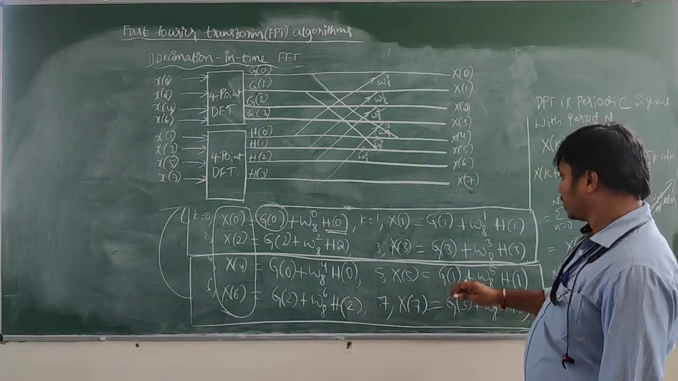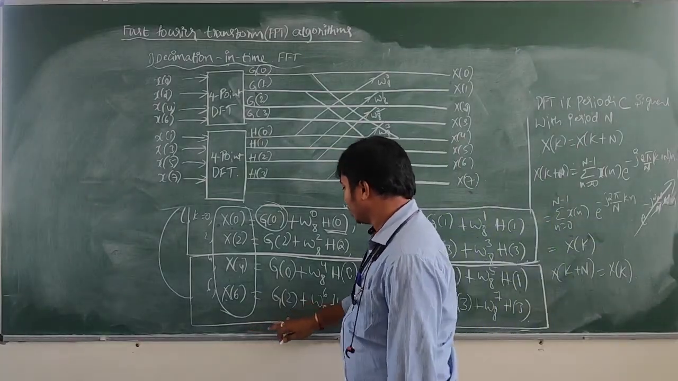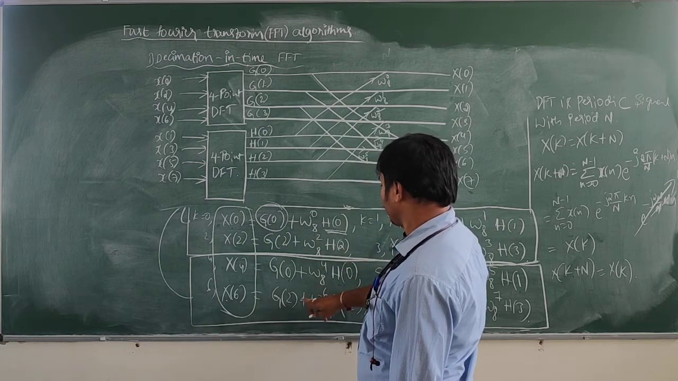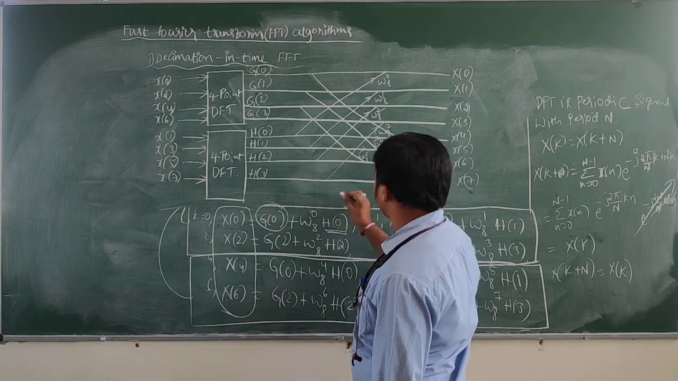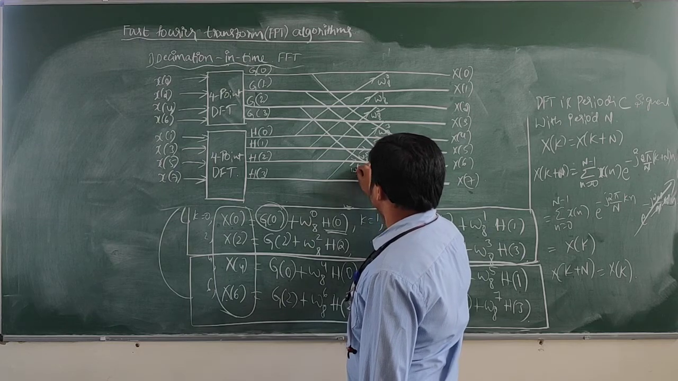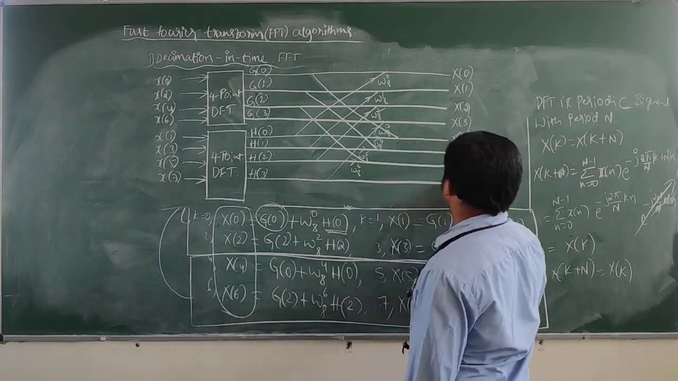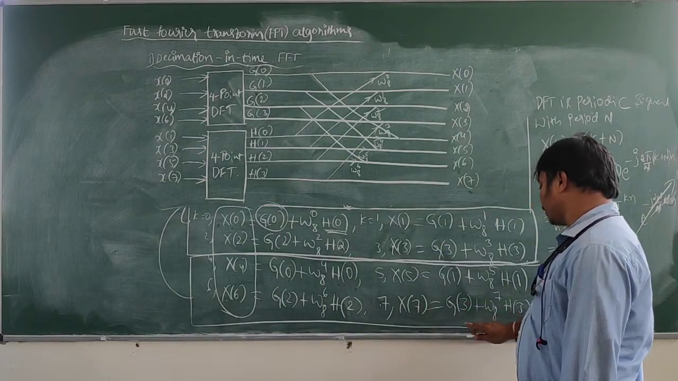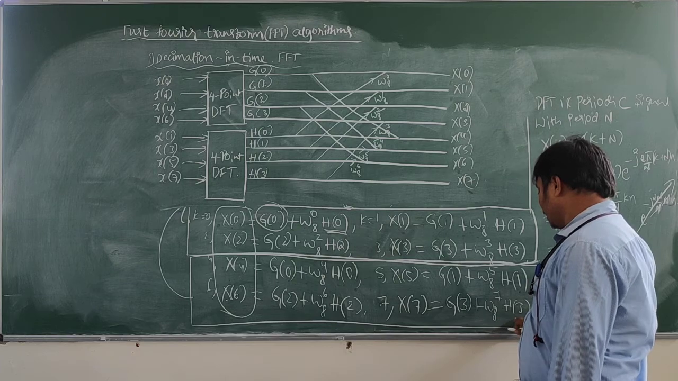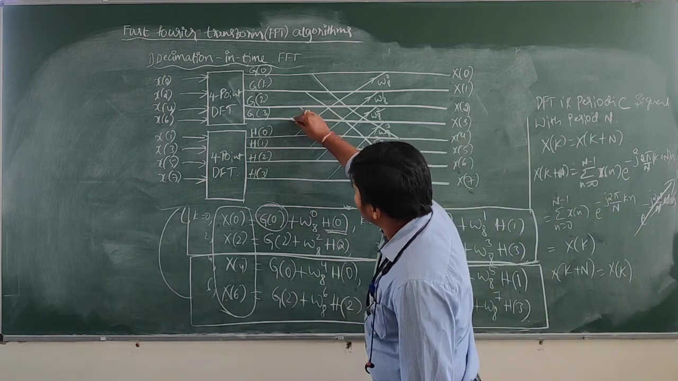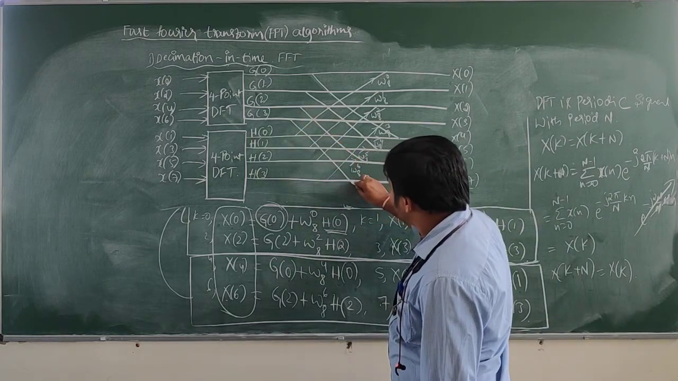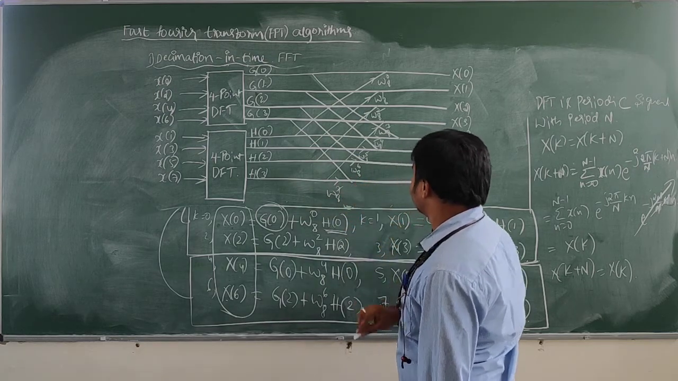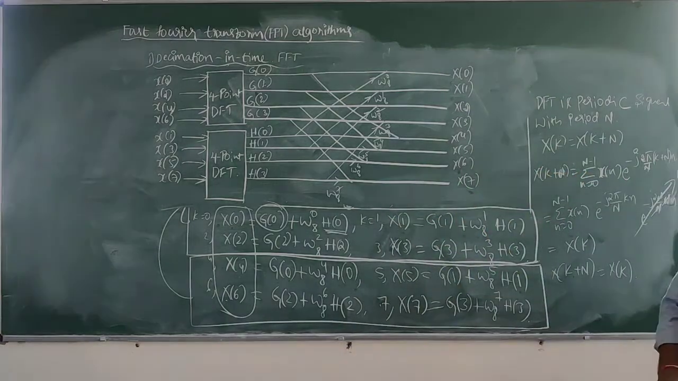Next, x of 6, we have g of 2 here. So g of 2 plus h of 2 into w8 power 6. So we get x of 6. Similarly, x of 7 is equal to g of 3 plus w8 power 7 into h of 3. So g of 3 plus w8 power 7 into h of 3, we get x of 7.